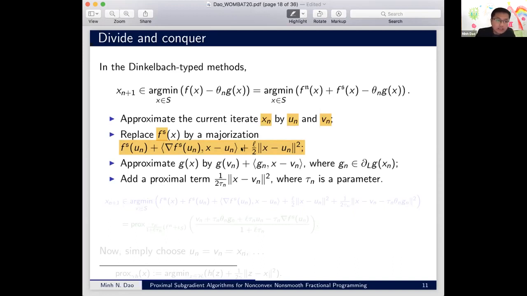Also, we will approximate g(x) by this term, where we can choose any g_n in the limiting subdifferential of g at x_n, because we don't assume that g is smooth. So, no, in general g is non-smooth.